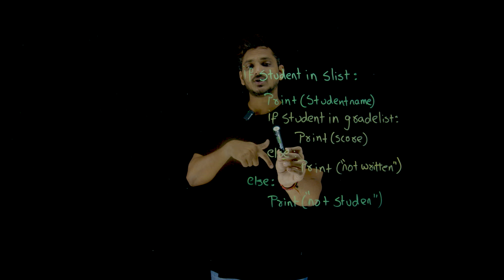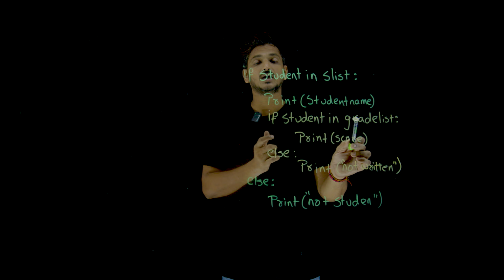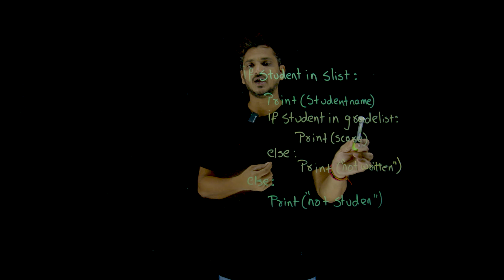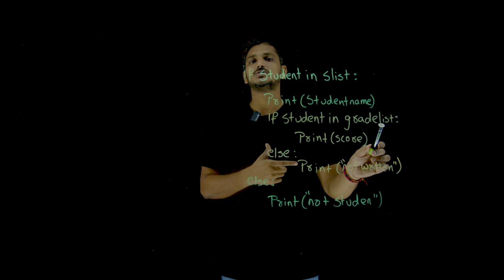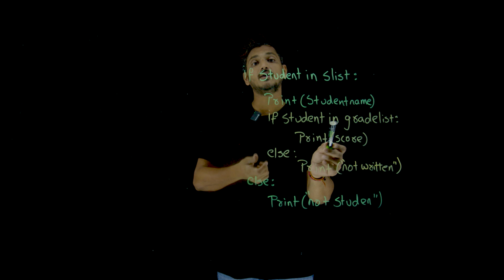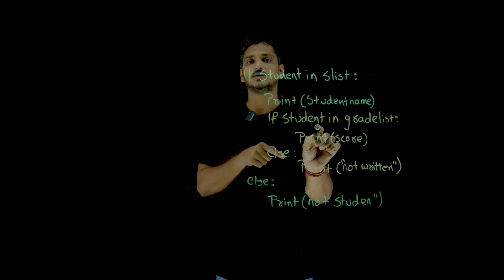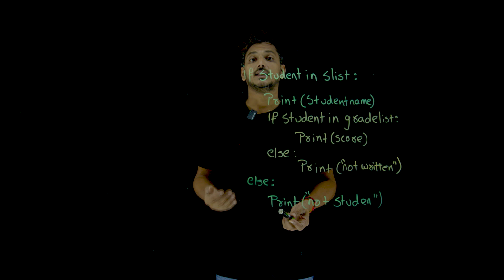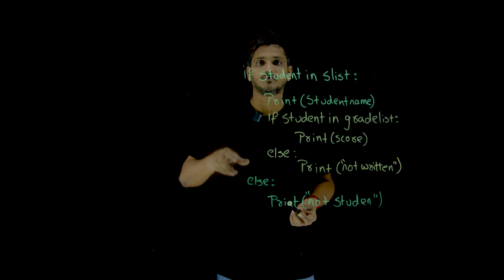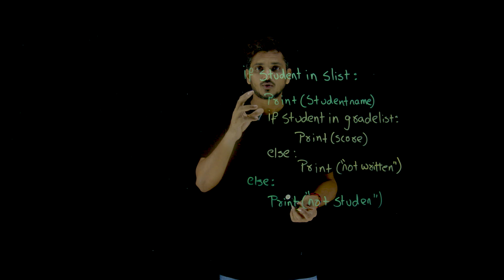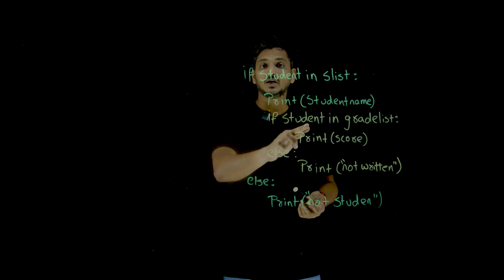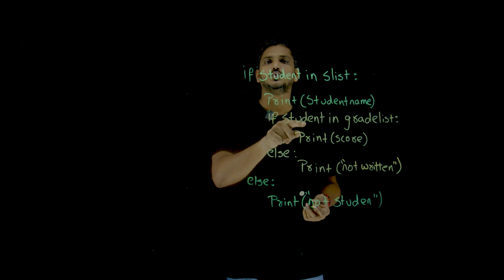Then again check the condition. If the student has written the exam, meaning he attempted the exam and he got some grade, student in grades list. This condition you are going to check only if he is a student. Otherwise, no need. That's why if inside the if, this is what we call nested if. In this scenario, we can write only nested if statement, because you have to check this student in grades list only if he is a student.